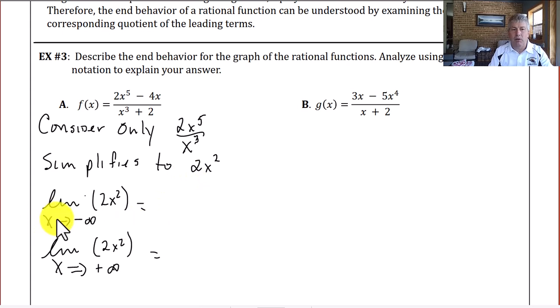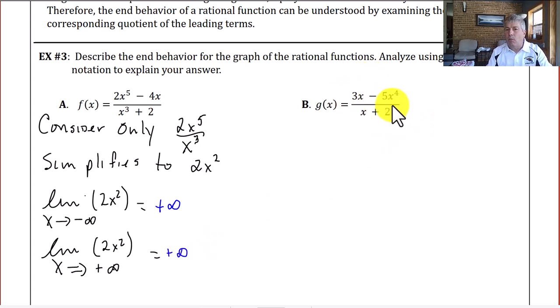So using limit notation, the limit of 2x squared as x approaches negative infinity, well, that is going to go to positive infinity. And the limit of 2x squared as x approaches positive infinity, so as we choose really big positive x's, that also will go to positive infinity.